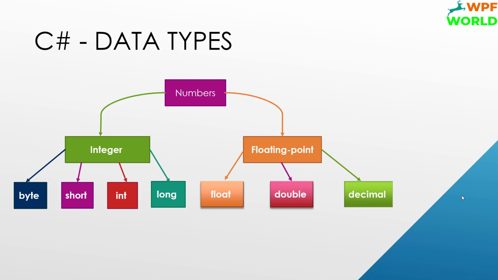We have two types of numbers. One is integer and another is floating point. Floating point means if we have a value with a decimal point, then it is called a floating point. In integer, we have four types: byte, short, int, long. And in floating point, we have three: float, double, and decimal. We will learn all the data types one by one with examples. So let's start it.